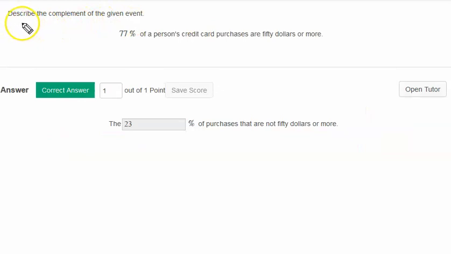In this next question, we're asked to describe the complement. Well, 77% of a person's credit card purchases are $50 or more. So what would be the complement of that? Well, if you subtract that from 100, that would give you the complement, which is 23. Here it's a matter of knowing vocabulary and definitions.